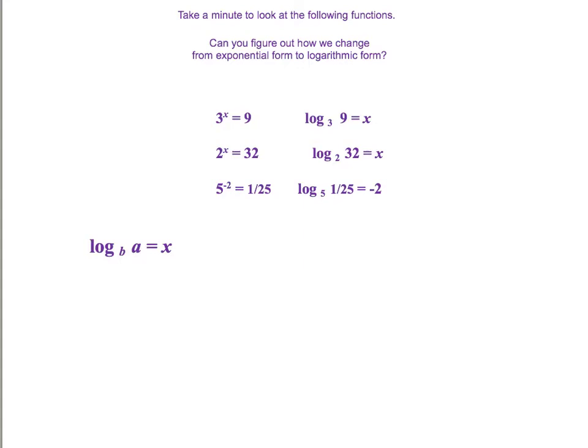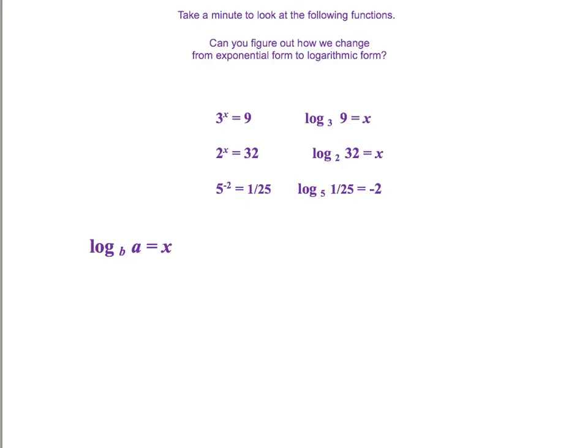Now let's look at the first row. We have 3 to the x power equals 9, and then we have log base 3 of 9 equals x. If I look, the base of my exponent, which is 3, becomes the base of my log. The exponent of my exponential function becomes the answer to my log function. And the answer to my exponential function becomes what we call the argument of our log function.